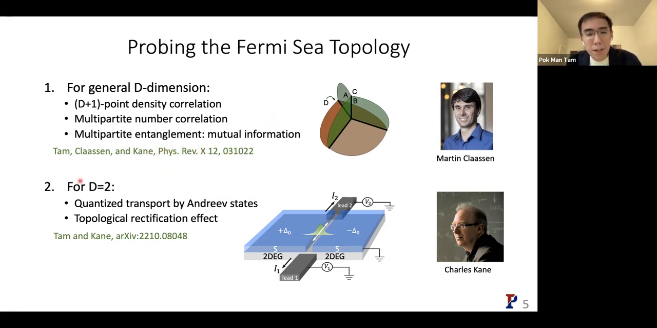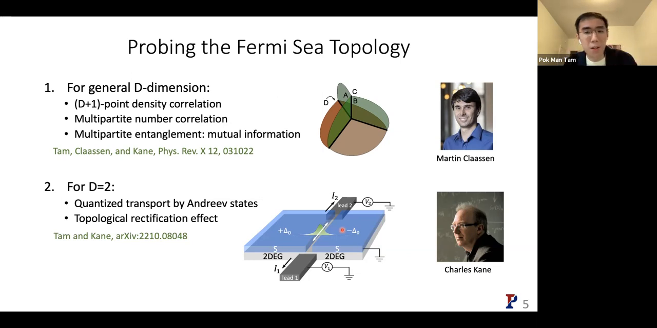And then in the second part, I will tell you a more experimental and practical way to probe the Fermi sea topology in 2D. That makes use of a Josephson pi junction. So you have a 2D electron gas that you want to probe. It has a Fermi sea and you want to know its topology. You can proximitize it with two superconductors with a pi phase difference, and then there will be Andreev states localized at the pi junction.